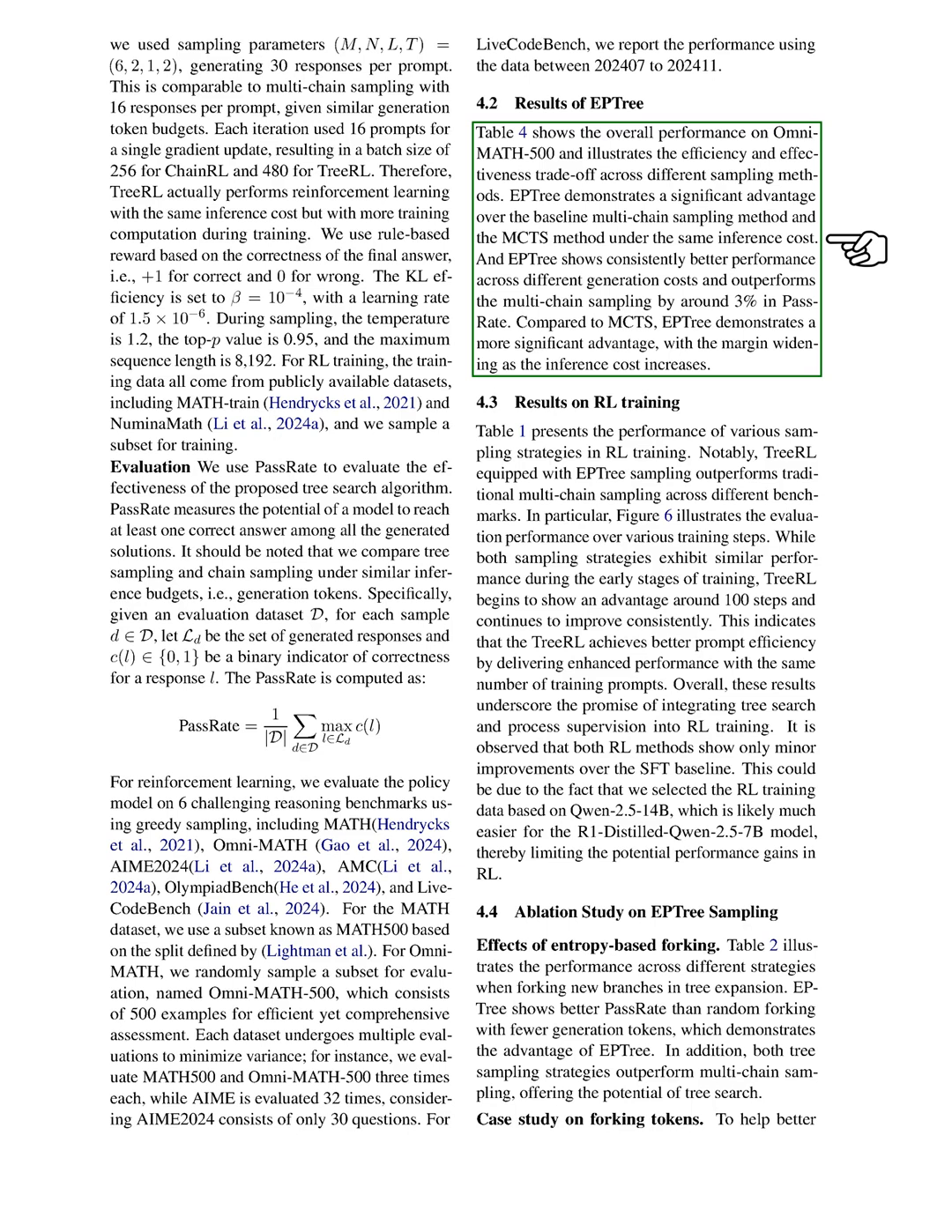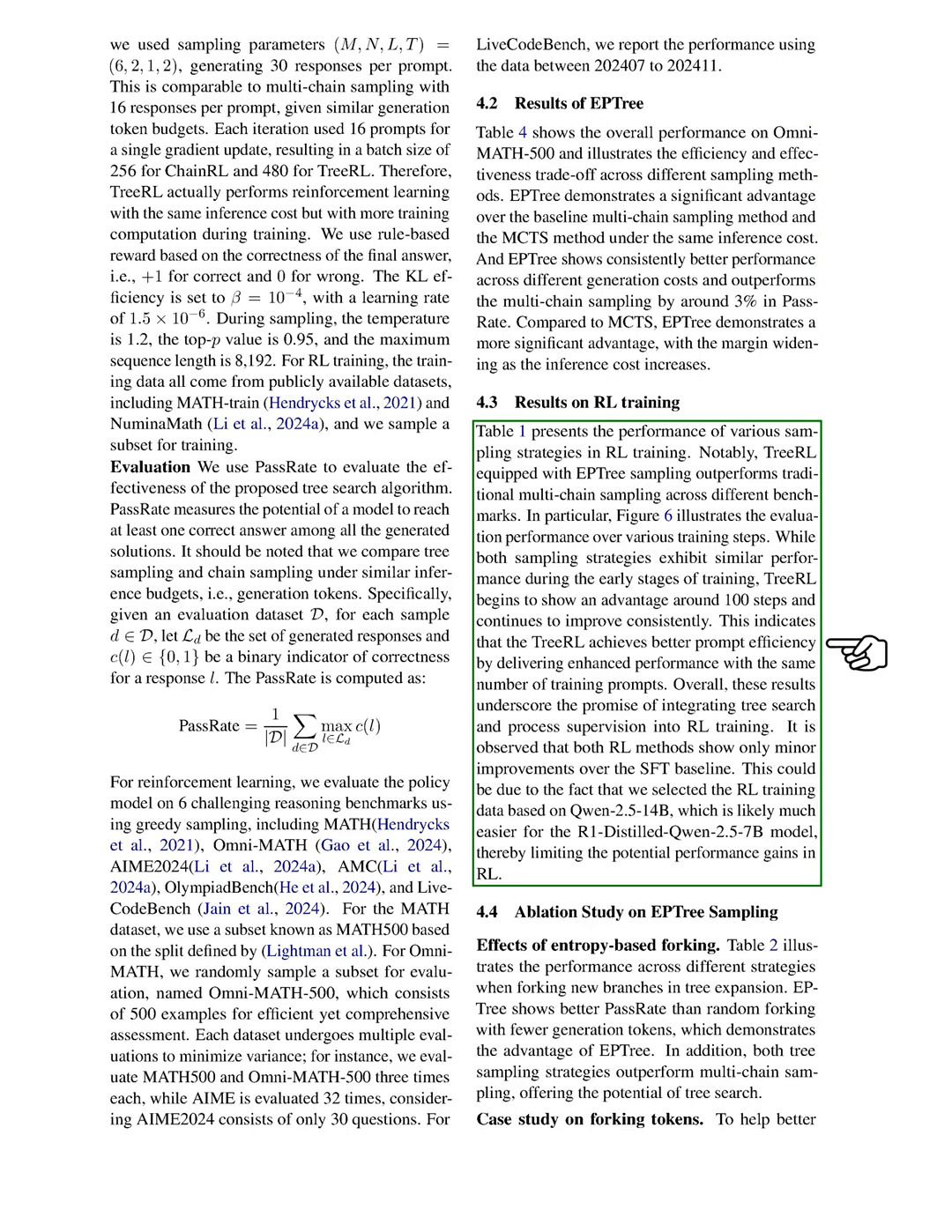Next, we discuss the results from our RL training. The table outlines the performance of different sampling strategies in RL training. Notably, TreeRL using EP-tree sampling surpasses traditional multi-chain sampling across various benchmarks. The figure illustrates that while both strategies perform similarly in the early training stages, TreeRL starts to show an advantage around 100 steps and continues to improve. This suggests that TreeRL achieves better prompt efficiency by providing enhanced performance with the same number of training prompts. Overall, these findings highlight the potential of combining tree search and process supervision in RL training.